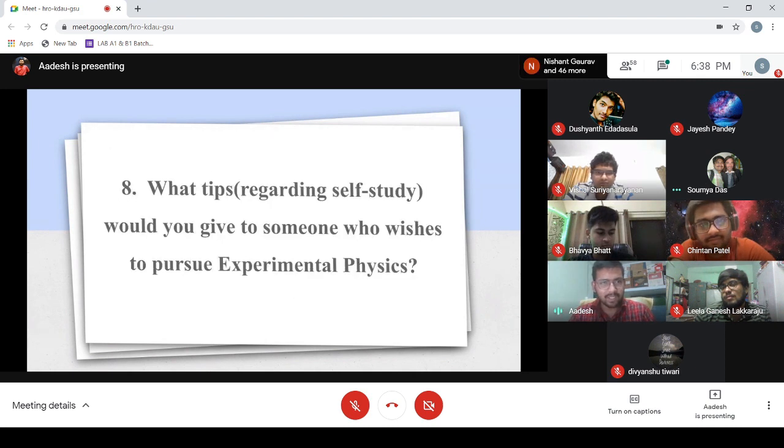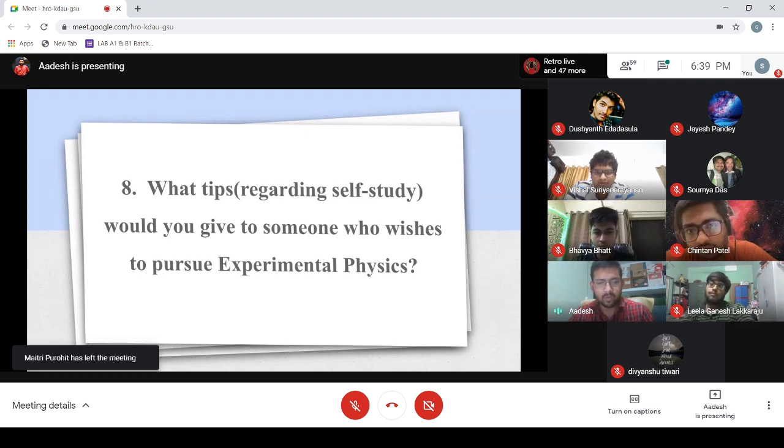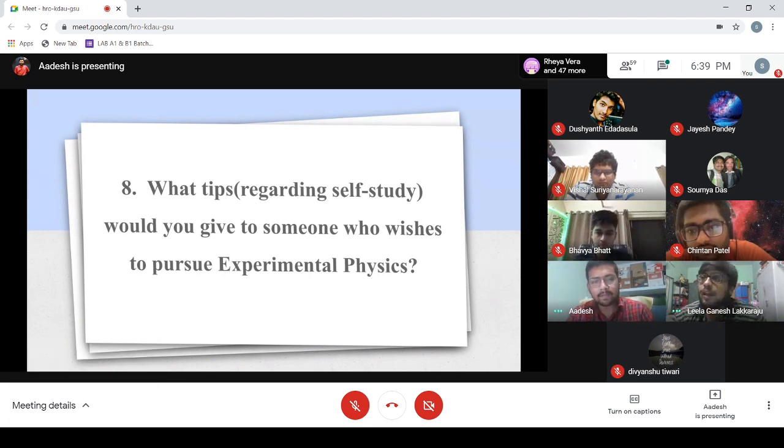So moving on to our next question, which is 8th number. I would like to ask basically what tips regarding self-study would you give to someone who wishes to pursue experimental physics? As an undergrad, I have talked to many undergrads of my age, and this is a very similar thing among us all, that we are not much exposed to the experimental side of physics. As the curriculum suggests and as the present state of the Indian education system is, it is the least exposed side of physics. So I would like to ask Ganesh, what would you suggest to someone who is really interested in experimental physics and wants to try their hands on it? Over to you, Ganesh.